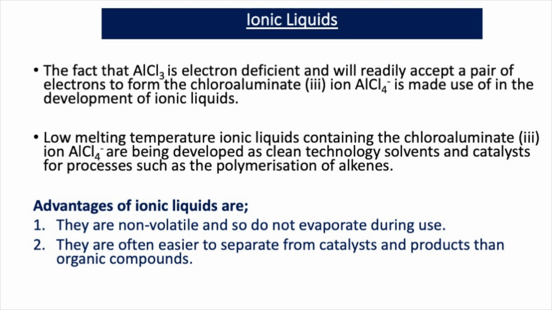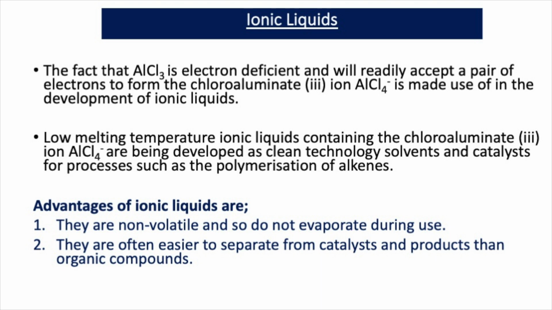Now the AlCl4- ion is a large molecular ion and is quite stable, and therefore it is often combined with much smaller positive ions in these ionic liquids. And when there's a big difference between the size of the ions, the attraction is not as strong, and therefore the melting points are a lot lower than typical ionic compounds. And that's why these ionic liquids are liquids at room temperature.